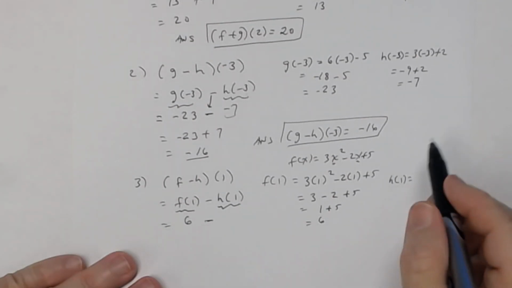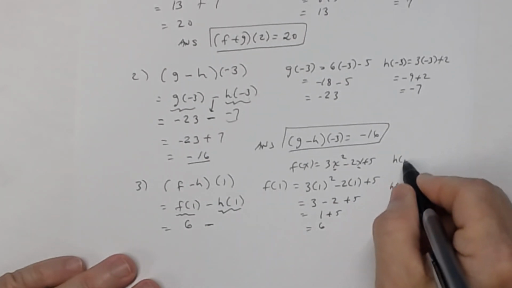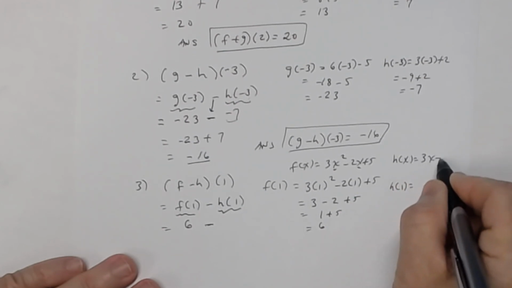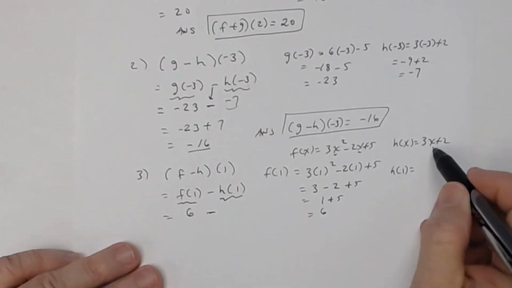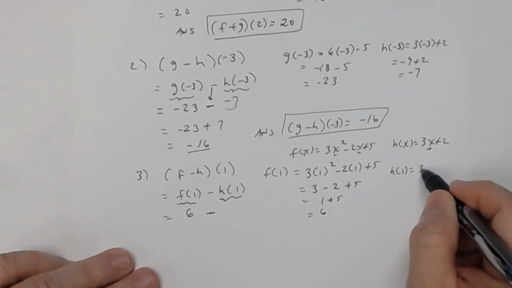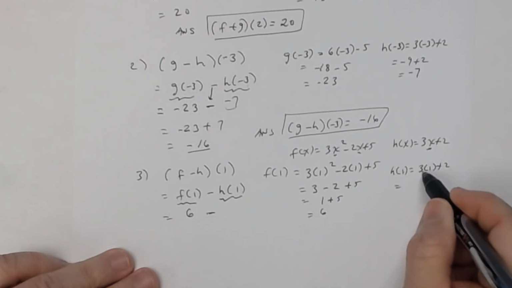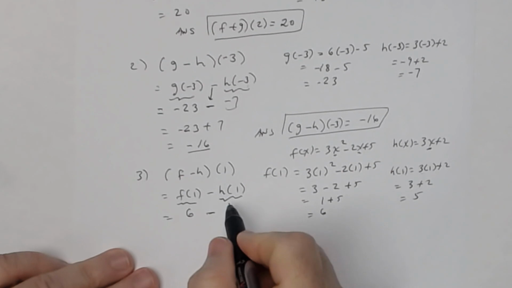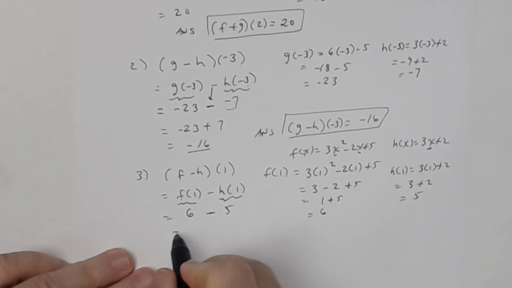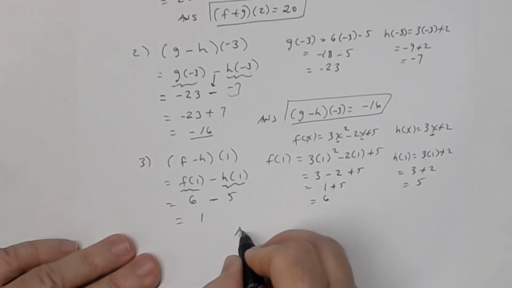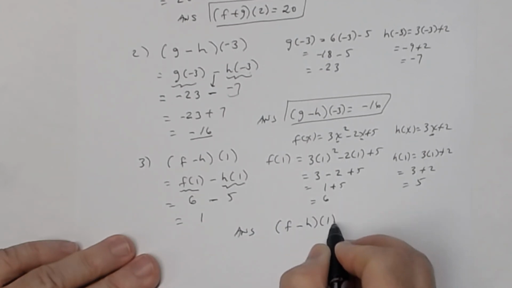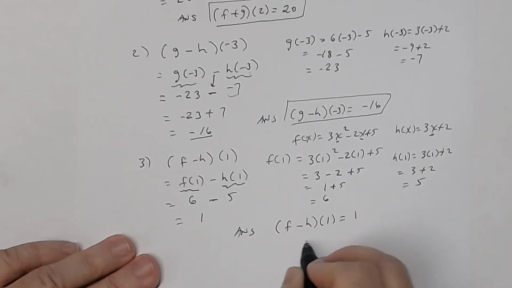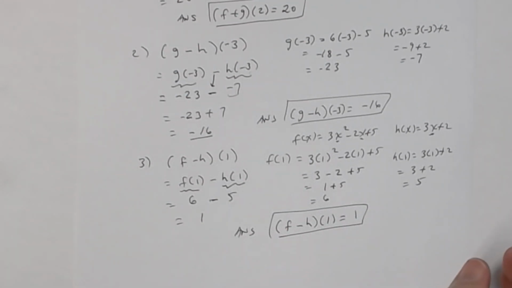So h of x is 3x plus 2, that was this one up here. Wherever you see the variable x, I'm going to substitute 1. So I get 3 times 1 plus 2. 3 times 1 is 3, and 3 plus 2 is 5. So I get 6 subtract 5, which is 1. So your answer: f minus h at 1 is going to equal 1. So that was number 3.